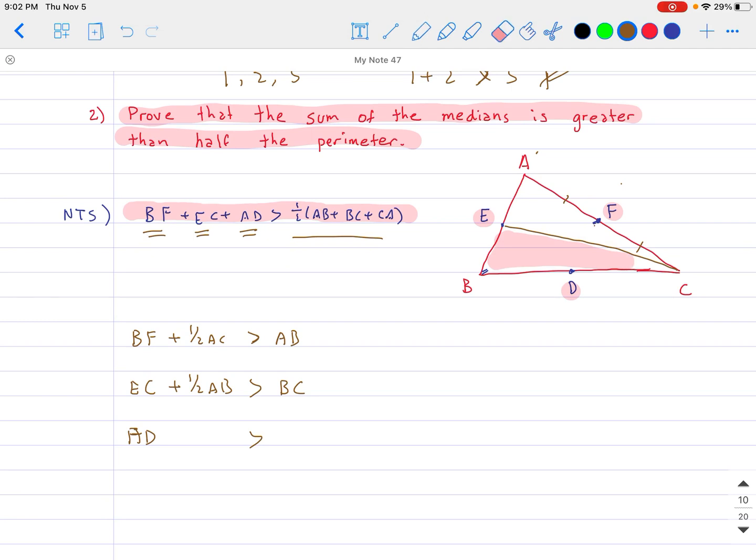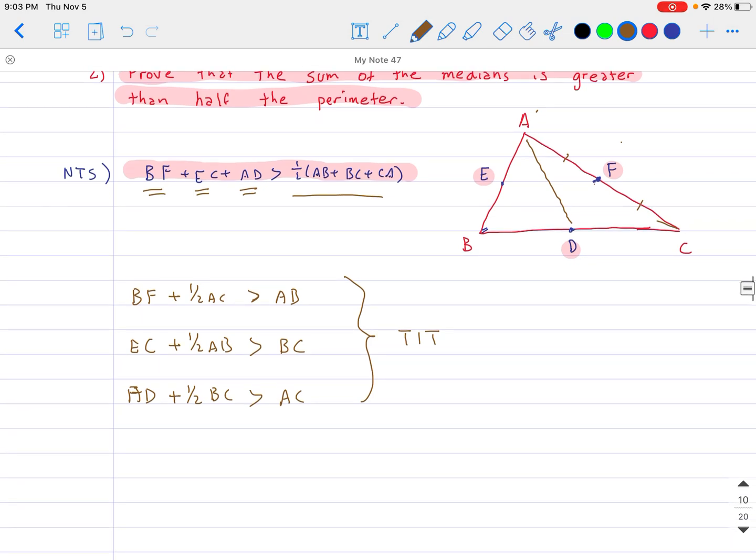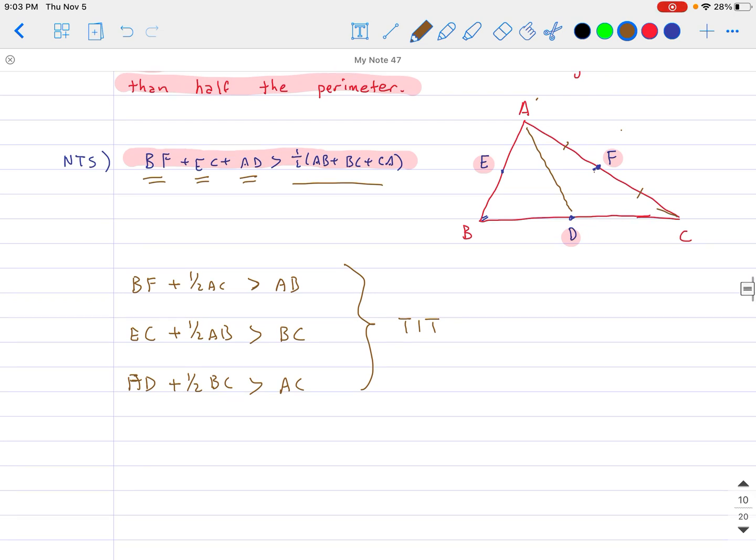And finally, let me draw the last one in this case, which is going to be AD over here. Okay, so in this one, similarly, what I can do is say that AD plus 1/2 of BC is going to be greater than AC. And all of these, once again, is because of the triangle inequality theorem. Okay, looking at what I have, looking at what I want, the first thing that comes to mind is I probably want to add up everything then.